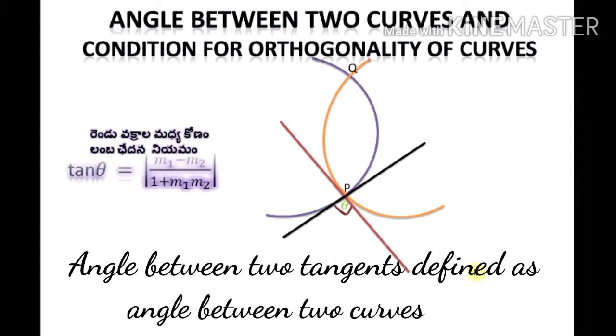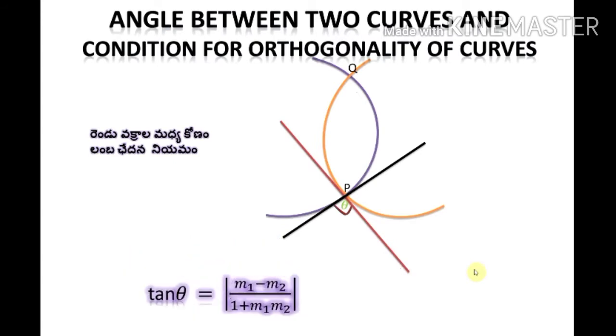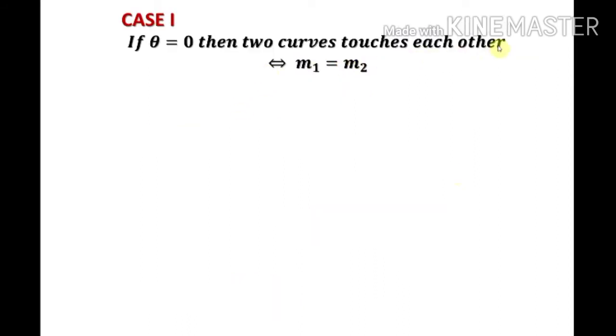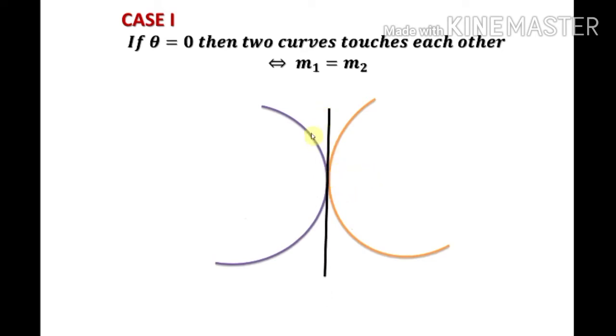And this is given by the formula tan theta is equal to (m1 minus m2) by (1 plus m1 m2). I will discuss m1 and m2 in further steps. Now see, the next concept: if theta is equal to 0, then the two curves touch each other. That implies m1 is equal to m2. Tan theta is equal to 0 means theta is equal to tan inverse of 0, which is 0. On cross multiplication you will get this result. In this case, the two curves will be like this. The two curves touch at this point, and the only common tangent is this one.